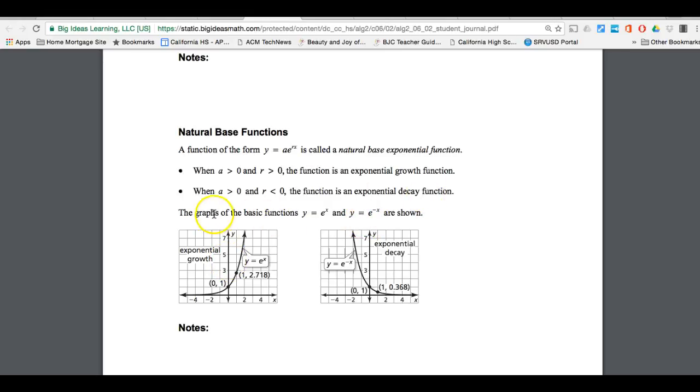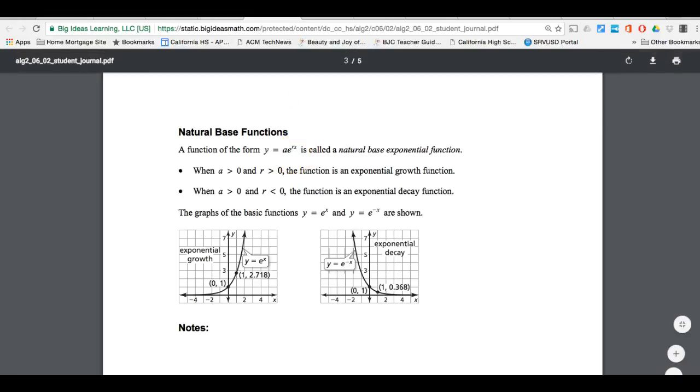So basically the graphs right here show the basic functions y equals e to the x power, so our exponent is positive, and y equals e to the negative x. Our exponent is negative. So here we've got our growth, and here we've got our decay. Basically, we're just looking at natural base exponential functions with a positive coefficient. E is our base, and we've either got a positive exponent or negative exponent.